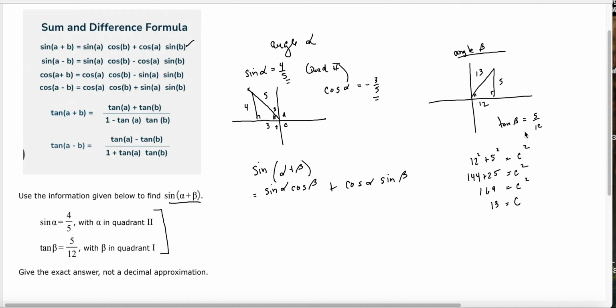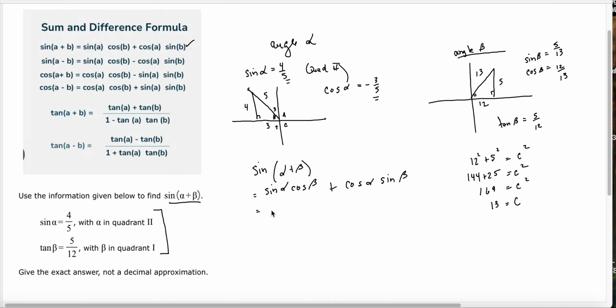What else do we need to know? We also need cosine and sine of angle beta. So let's jot those down too. Sine of angle beta is opposite over hypotenuse, so that's 5 over 13. Everything's positive in quadrant 1. So cosine of beta is adjacent over hypotenuse, so that's 12 over 13. Now I have everything I need to plug into the formula.